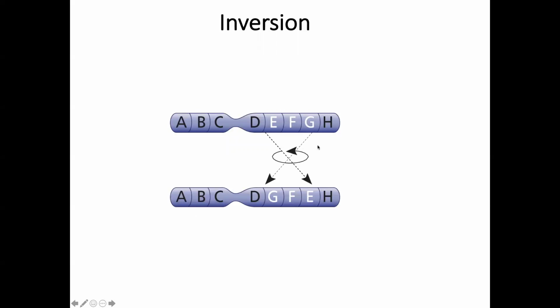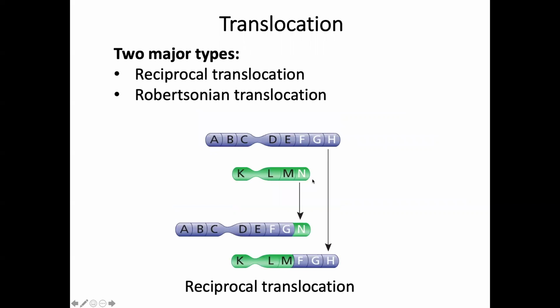In an inversion, the order of chromosome segments is reversed. Here showing the segment EFG is inverted. In a translocation, parts are exchanged between chromosomes. There are two major types of translocations. One is reciprocal translocation, and another one is Robertsonian translocation. Showing here is an example of reciprocal translocation, where segments of non-homologous chromosomes are exchanged.